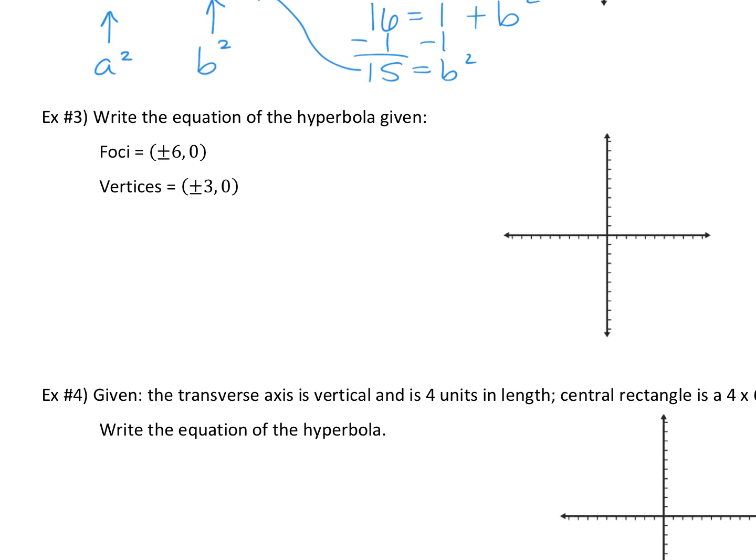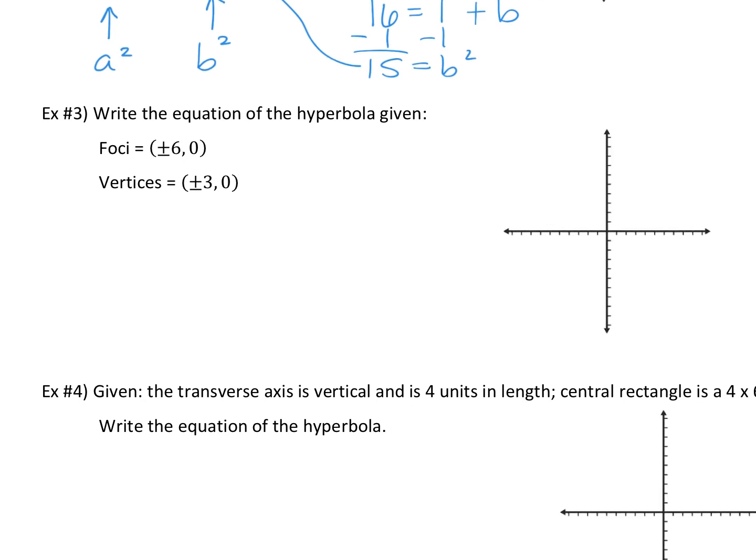All right, so this says write the equation of the hyperbola. So your foci is your C value. Your vertice here, this is your A value. If it goes with X, it's A. If it goes with Y, it's B, okay? So that means we have to start with X squared because we have our vertices with our A value in the X position, okay? So X squared over something minus Y squared over something equals 1.